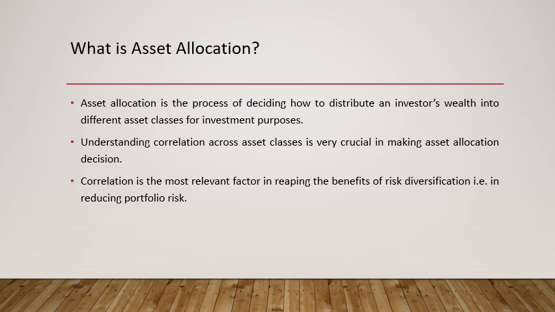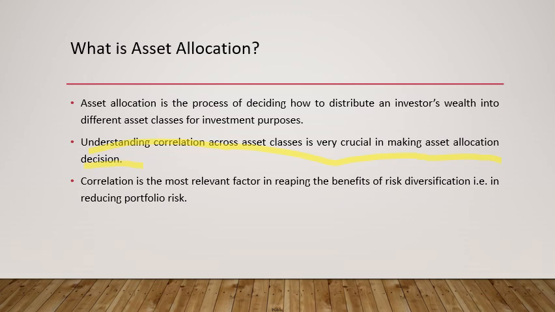So when you do the allocation of wealth into different assets, it's very important to understand how they are correlated. And why correlation is important is because if two assets are positively correlated, then when the market goes down or there is an adverse movement in the market, the portfolio will be hit badly. This is something which comes from Harry Markowitz's theory of portfolio risk and return. So understanding correlation across asset classes is very crucial in making asset allocation decisions. So you must know how the assets are correlated.